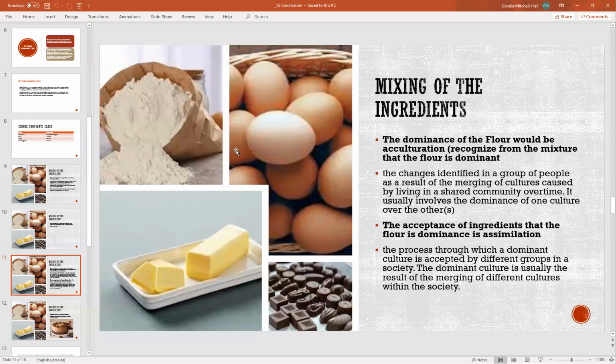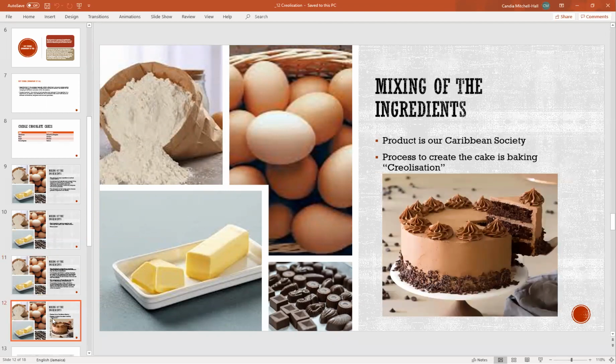And assimilation now is when everybody in this group, the eggs, the flour, the chocolate, recognize that, listen, without the flour, we wouldn't have a cake. It's the flour that binds everything together. It is the dominant culture here, right? And so assimilation is everybody accepting that this is the dominant culture. That is the dominant element that is present in the Creole culture.